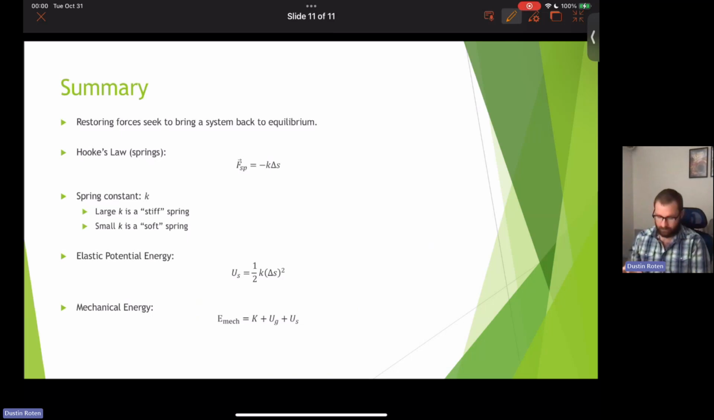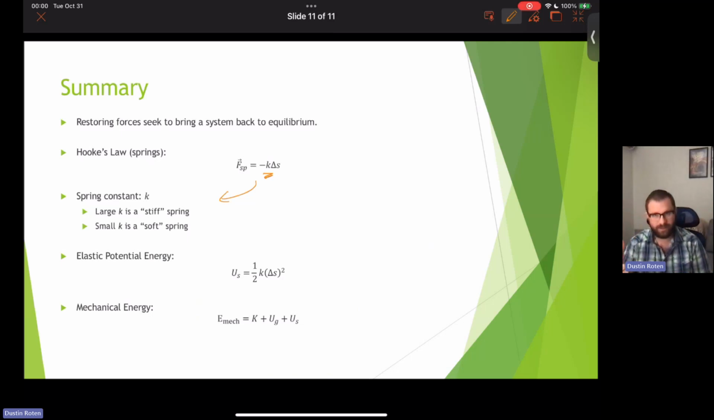So let's look at a quick summary and then we'll end here. Restoring forces seek to bring the system back to equilibrium. Okay, and we can calculate some of these restoring forces from springs with Hooke's law, which is just negative k delta s. Now that k is a spring constant. We know that a large k value is a stiff spring. It's hard to push or pull apart. And a small k value is a soft spring, like a slinky.